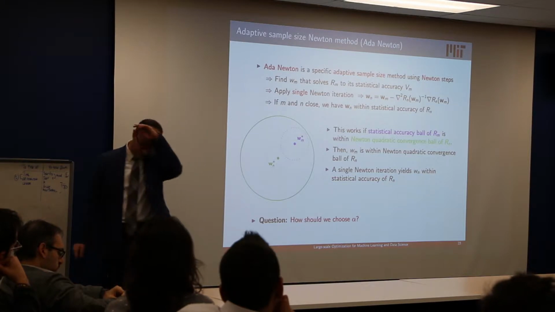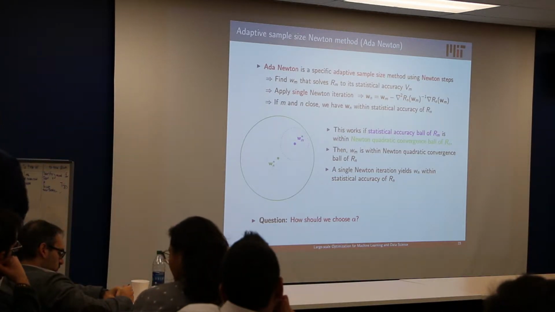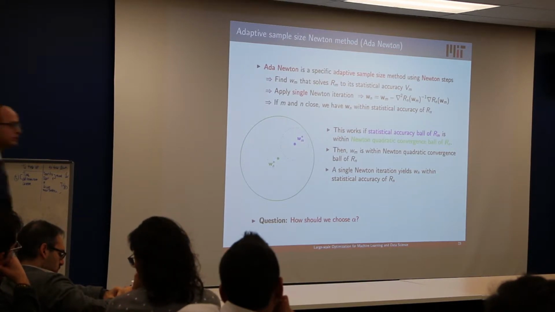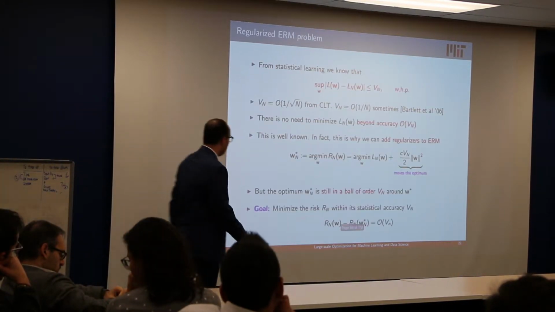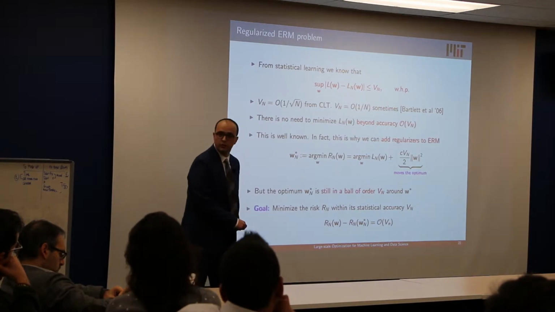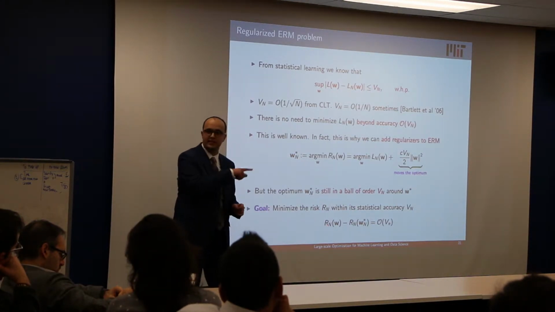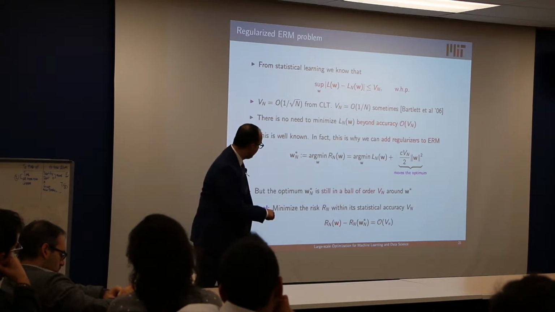Yes? Can you emphasize what it means to solve within statistical accuracy? So you reach a point, yeah. For each of the sub-problems, you want to make sure that you reach a point, if it is replace n by m, Rm of W minus Rm of Wm star is order Vm.